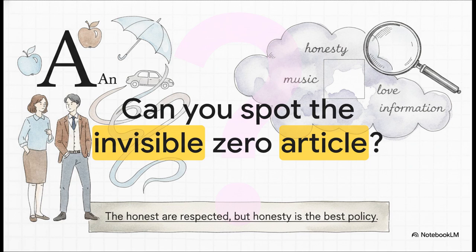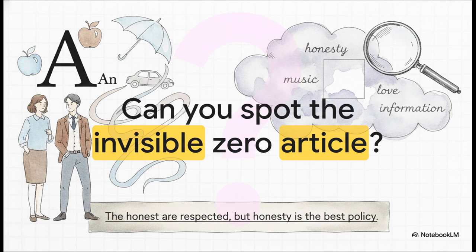To wrap up this explainer, I've got a slightly sneaky, wonderfully layered sentence for you to chew on. The honest are respected, but honesty is the best policy. Notice how it seamlessly dances between the definite, the, and the invisible zero article. Can you spot exactly why the mechanics suddenly shift right in the middle of the sentence?